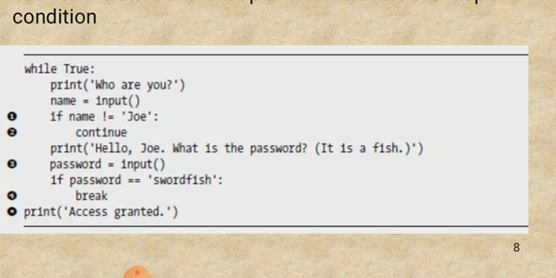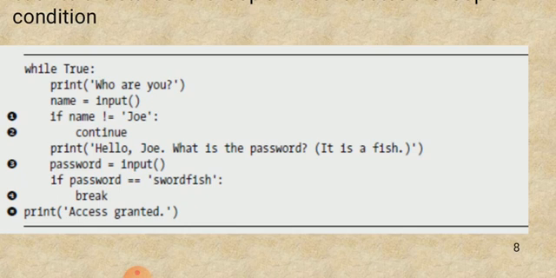It displays the next statement, "Hello Joe, what is the password?" and gives a hint: a fish. Here again we have to give some input value. Suppose swordfish is the actual password. If the password you give is swordfish, then both are the same, so it takes the break, which means it skips the loop and displays "Access granted".